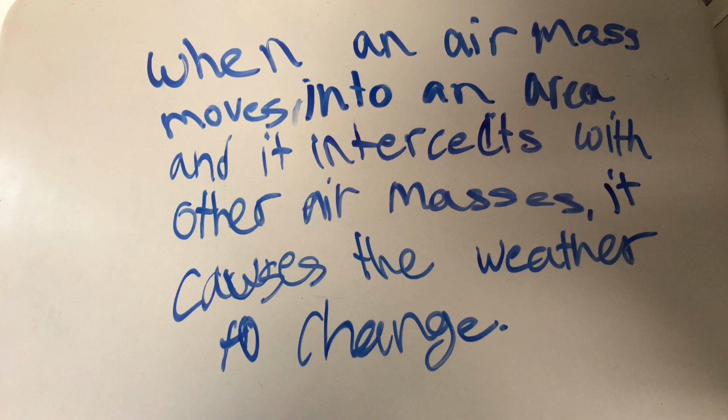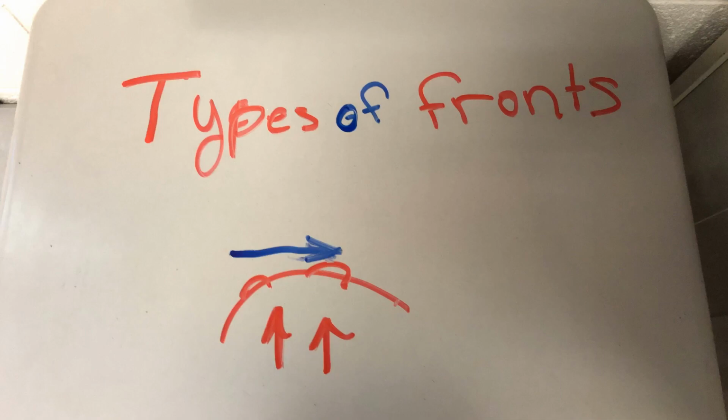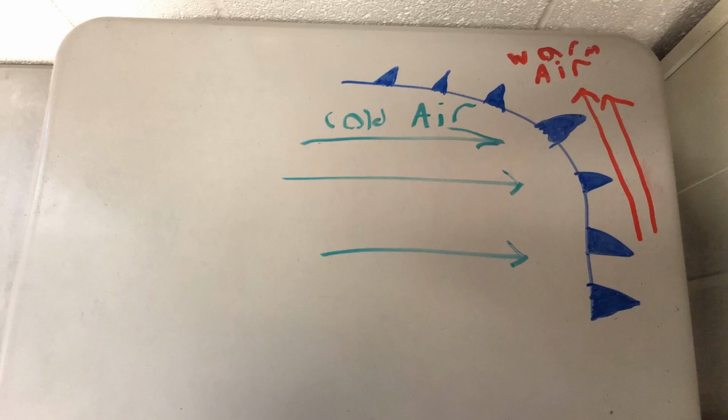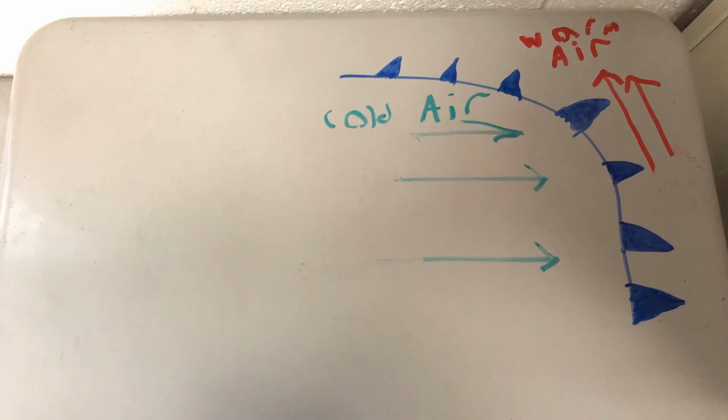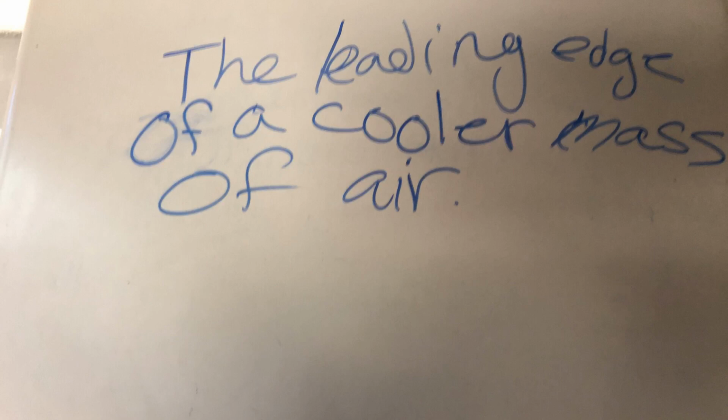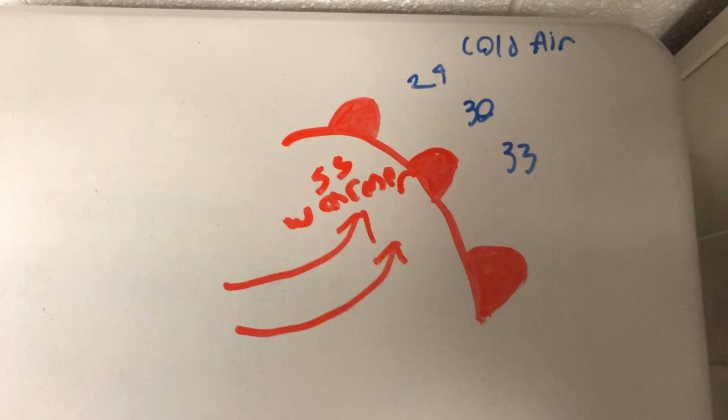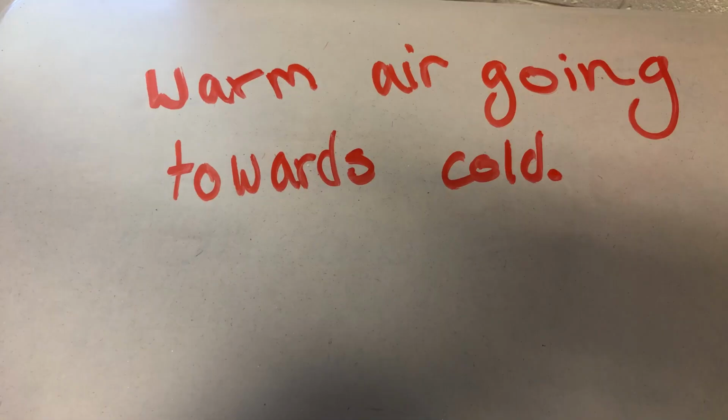When an air mass moves into an area and intersects with other masses, it causes weather to change. Types of fronts. Cold front, the leading edge of a cold mass of air. Warm front, warm air going towards cold.